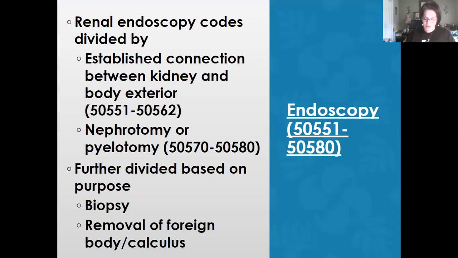Renal endoscopic procedures are less invasive than open procedures and often can be performed on an outpatient basis. I'm going to just give a minute and you guys can read through this slide, but that was what I wanted to point out here.